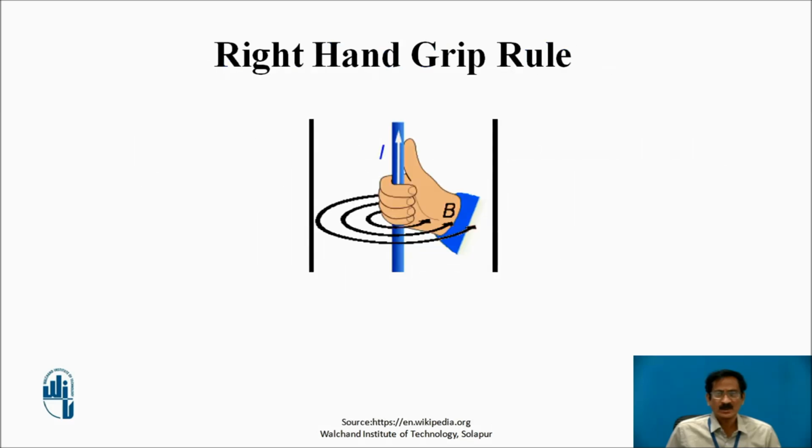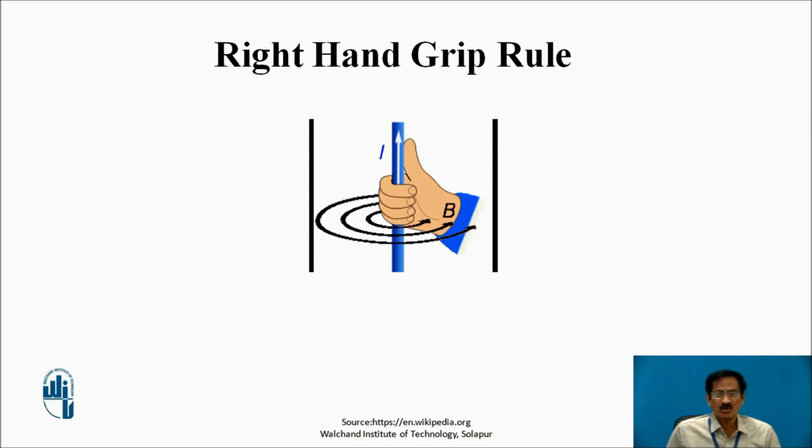Second, the right hand grip rule. If the current carrying conductor is gripped in the right hand such that the thumb indicates the direction of the current, then the curved fingers will indicate the direction of the magnetic field or magnetic flux.